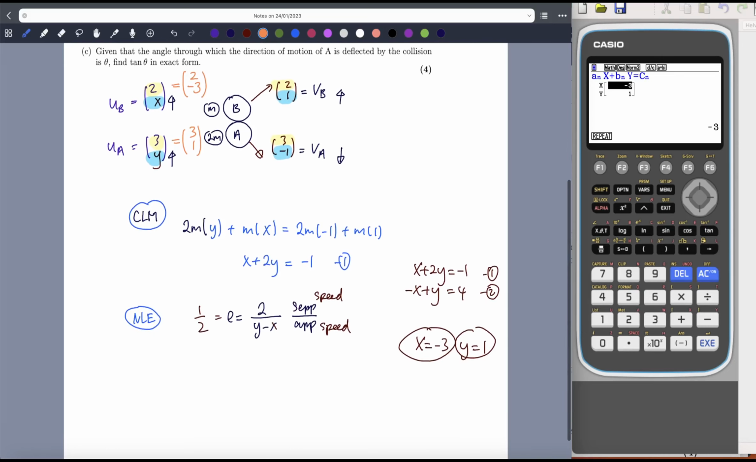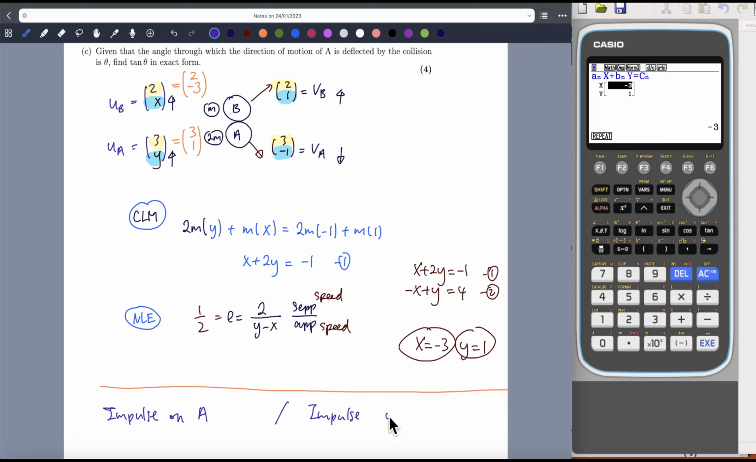Immediately afterwards, we've got our impulse. Impulse on A or impulse on B.